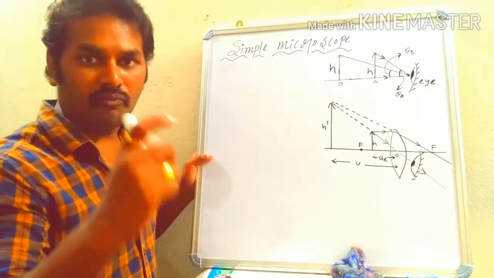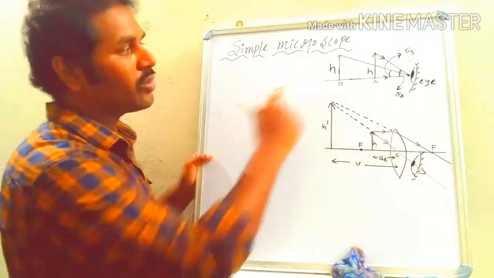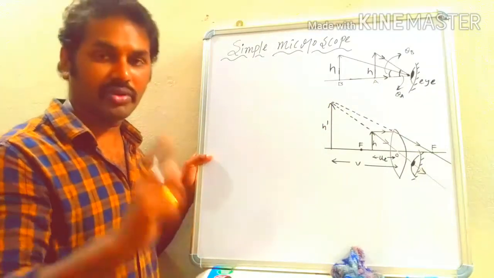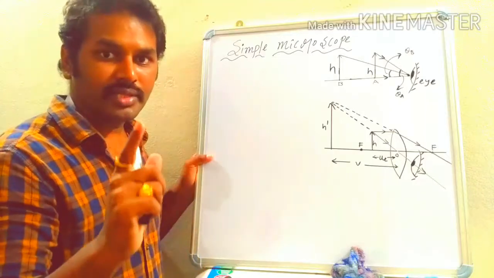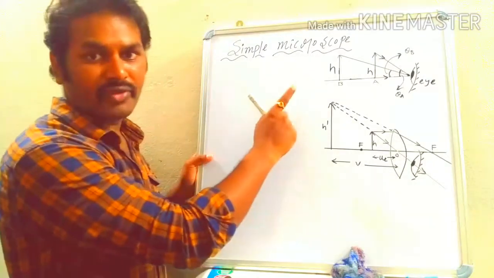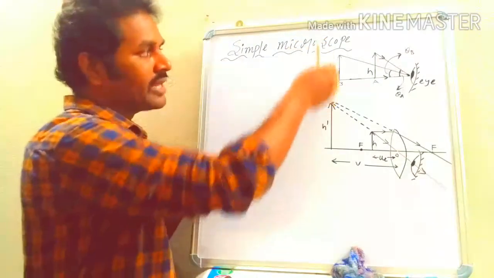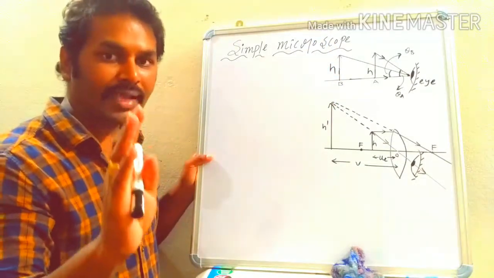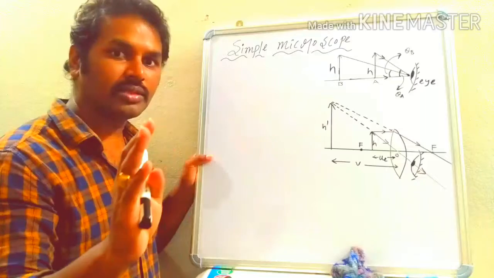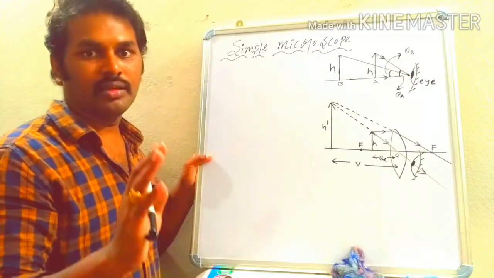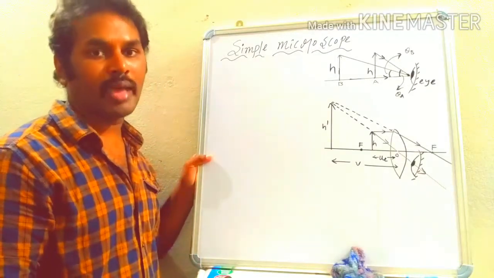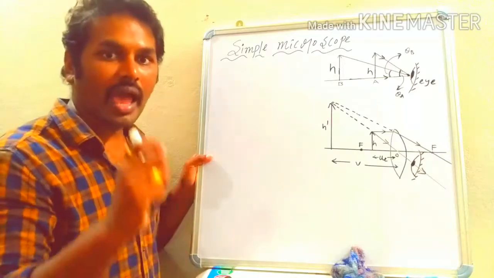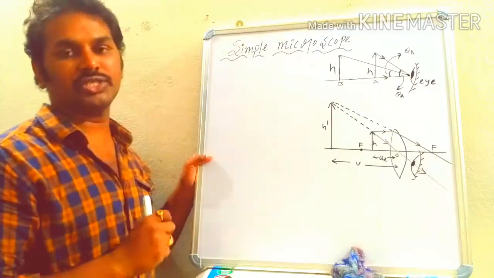So we perceive that the height of the object changes, but really there is no linear magnification of the object along its length. There is no change. The magnification here is done angularly. That's why it is called angular magnification. We should call it angular magnification.